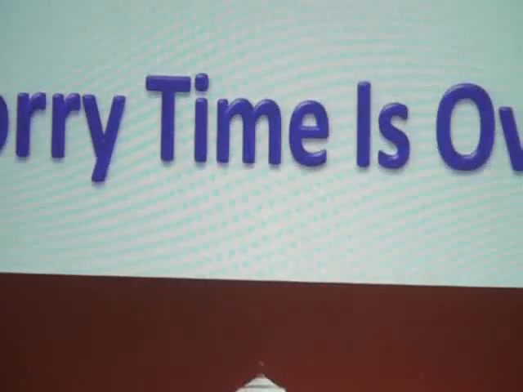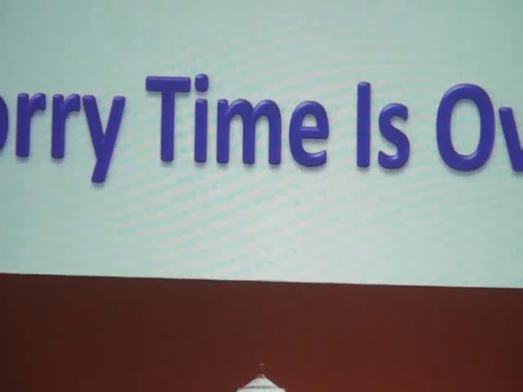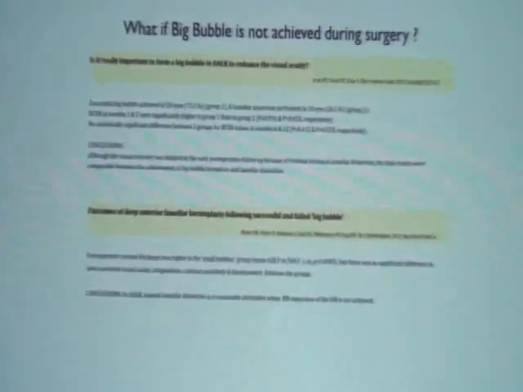We've done laser refractive surgery in some of the patients post-suture removal, and we've also done phakic IOL implantation. And if you don't achieve a big bubble, you find an event from the cornea. I'm sorry, you're not able to read anything on that.